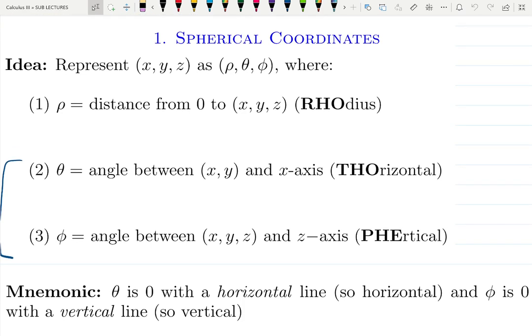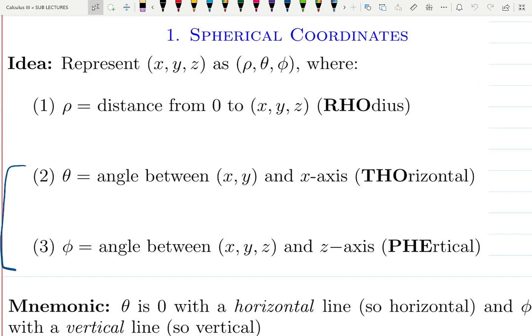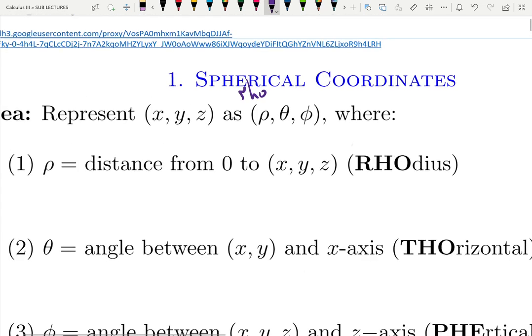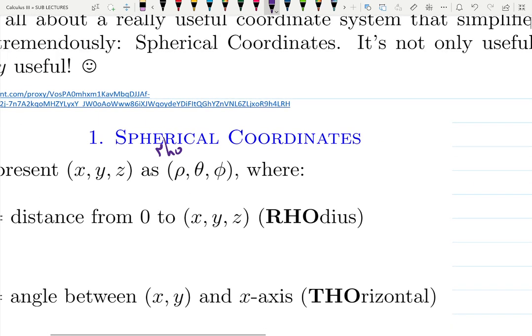They will help us describe cones and whatever is rotating, spheres and stuff. It's lots of stuff. So the idea: we need to represent x, y, and z as rho, theta, and phi. So let's see. Rho, R, H, O. Maybe I should write it down here.